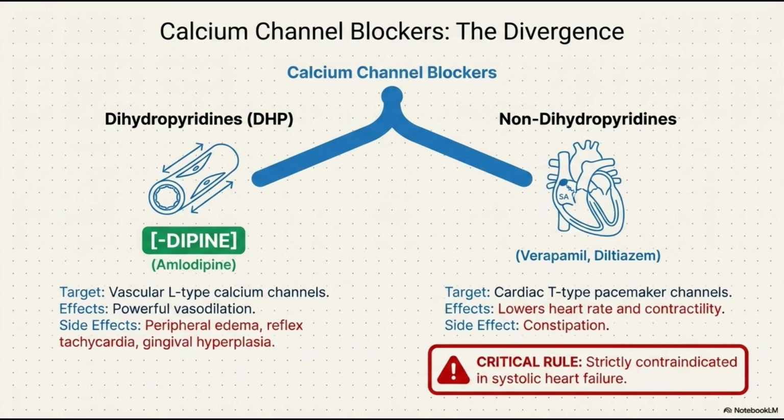in the lungs. Calcium channel blockers, CCBs, are split into two distinct clinical categories: dihydropyridines, DHP, e.g., amlodipine. These target vascular L-type channels, causing powerful vasodilation. Common side effects include peripheral edema and reflex tachycardia. Non-dihydropyridines, e.g., verapamil. These target cardiac pacemaker channels, lowering heart rate and contractility. Critical rule: non-DHPs are strictly contraindicated in systolic heart failure because they weaken an already failing pump.